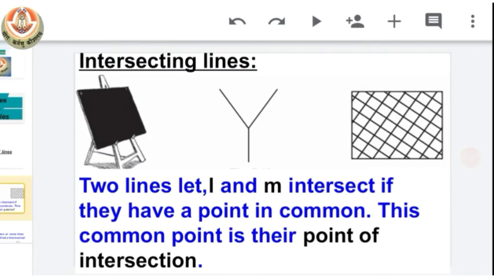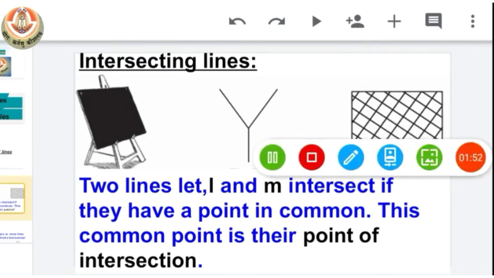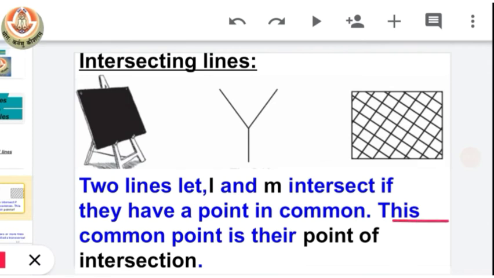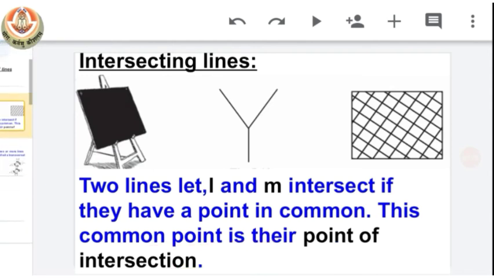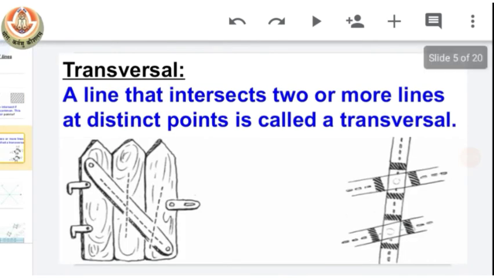Let's see further what is in the definition. You can see here the common point is known as the point of intersection. That means we can say intersecting point or point of intersection. Now, the next type of intersecting line, which we're going to learn, is the transversal.